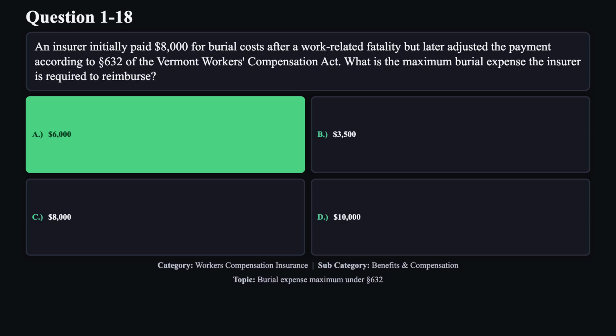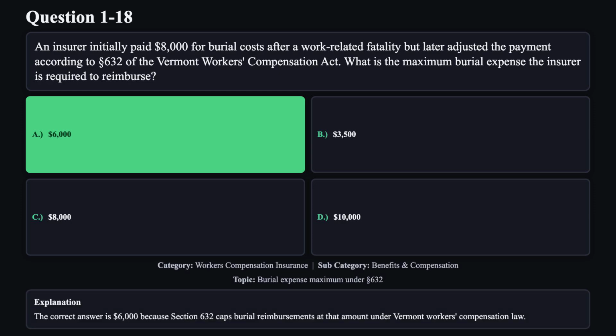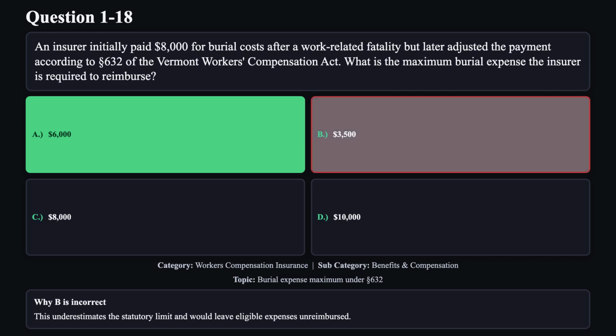The correct answer is A. The correct answer is $6,000 because Section 632 caps burial reimbursements at that amount under Vermont workers' compensation law. Reason B is not correct. This underestimates the statutory limit and would leave eligible expenses unreimbursed.